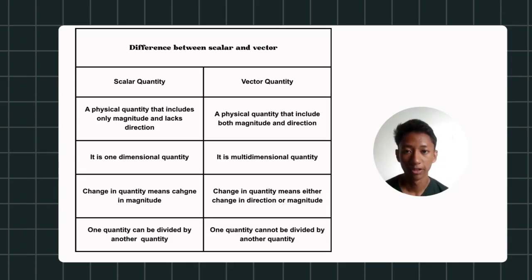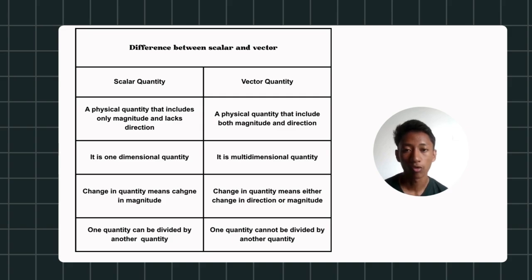So for difference between scalar and vector, let's start with scalar quantity first. A physical quantity that includes only magnitude and lacks direction. It is one-dimensional quantity. It also can change in quantity, which means it can change in magnitude. One quantity can be divided by another quantity.